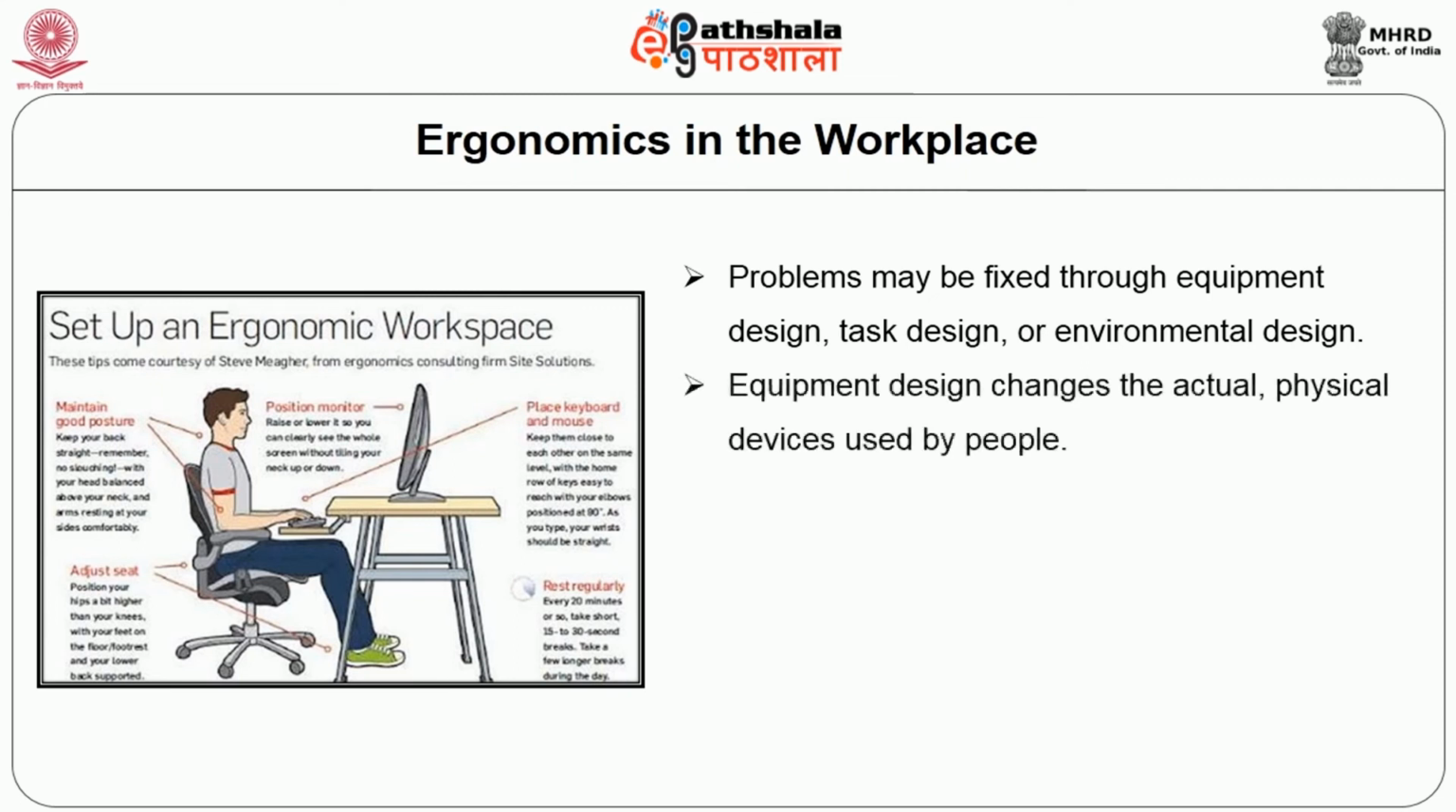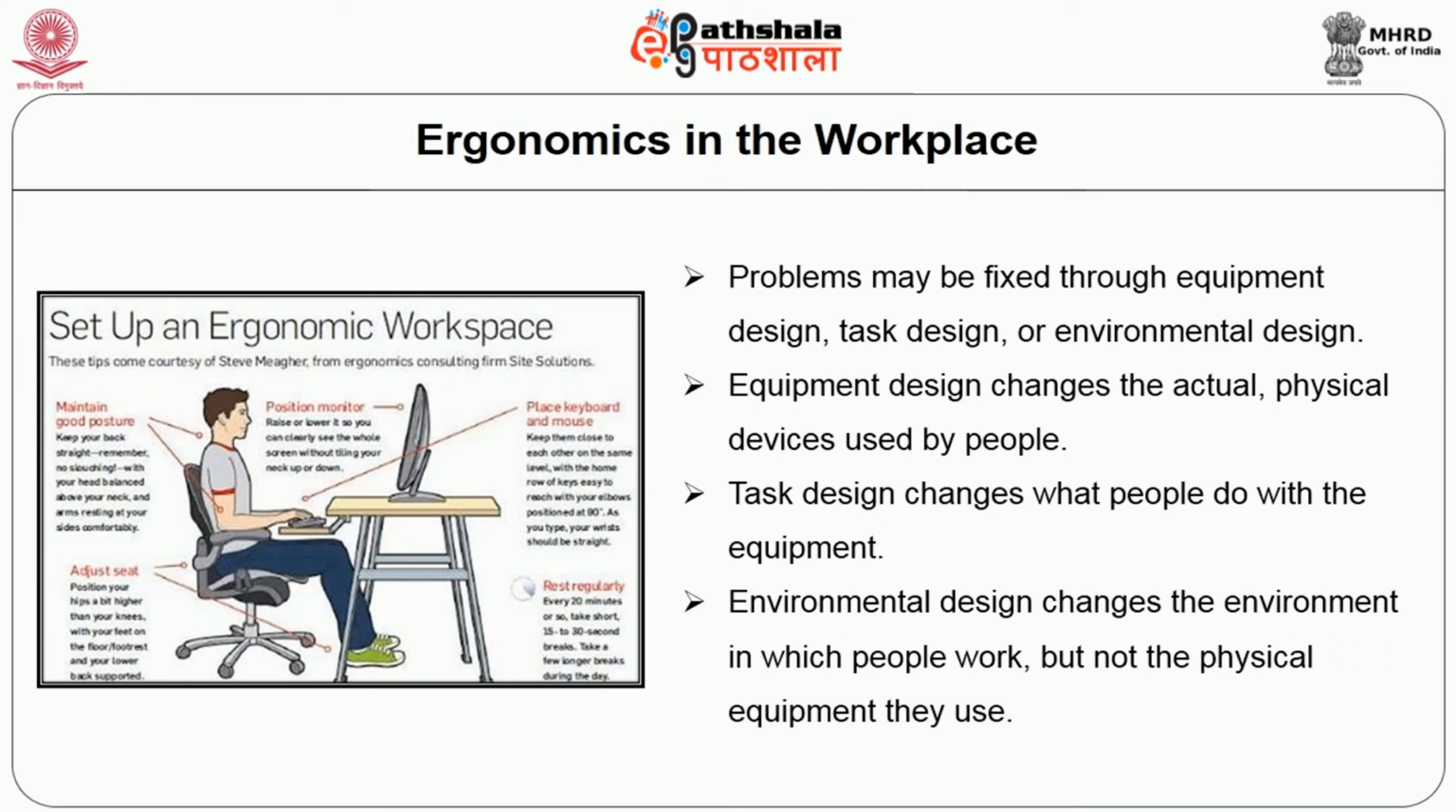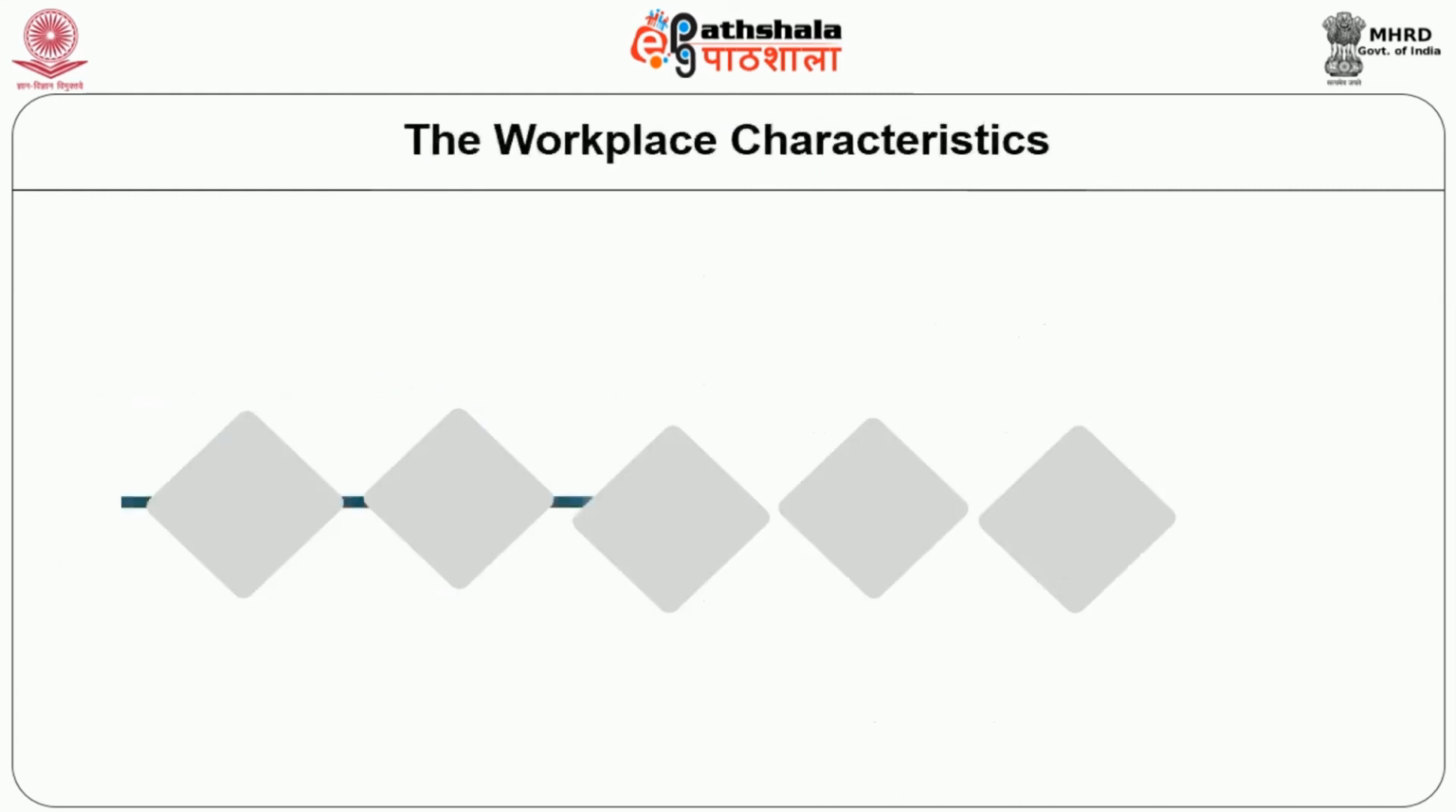Equipment design changes the actual physical device used by people. Task design changes what people do with the equipment, and environmental design changes the environment in which the people work, but not the physical equipment they use. Again, we have the ergonomic workspace design following up.